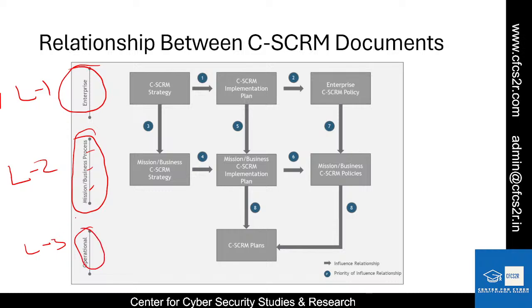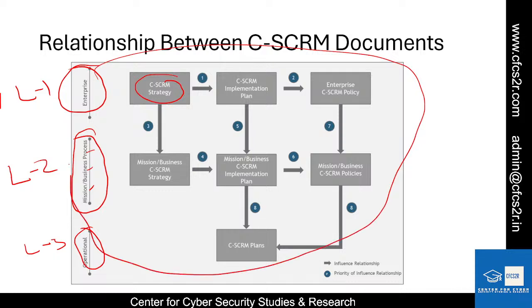So we have seen in our previous slides in our continuing session that these different levels have different key area roles that need to be taken care of. So at the very first level we have a C-SCRM strategy. It is the top-end strategy that is governing the entire organization. Then we have a C-SCRM implementation plan, that is how you are going to implement the plan, and the plan is as per the C-SCRM strategy.